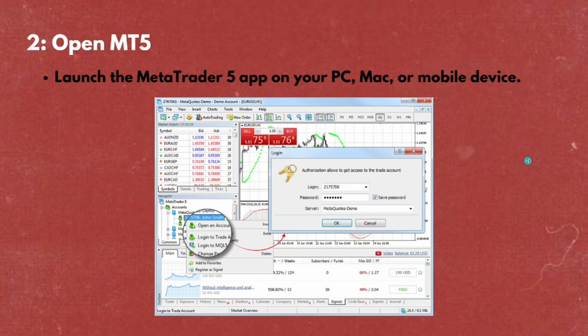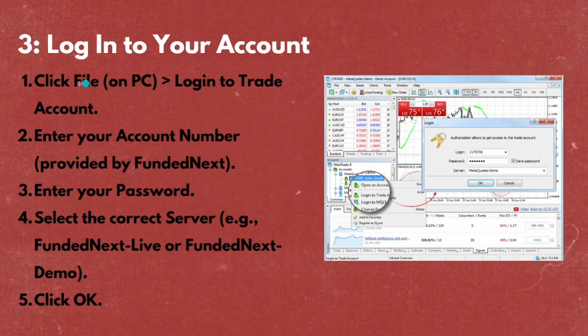For step number 3 is to log into your account. So just click on File on your PC and then tap on Login to Trade Account. So you just have to enter your account number provided by FundedNext and your password as well. You have to select the correct server, for example, FundedNext Live or FundedNext Demo. And after that, just click OK. And once you have clicked on the OK, you can now start trading.